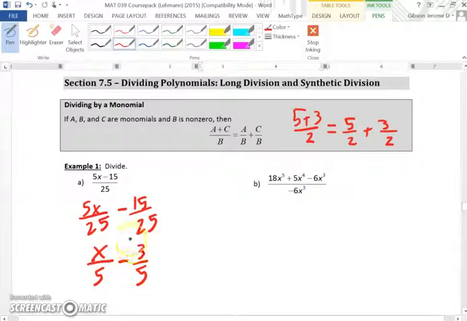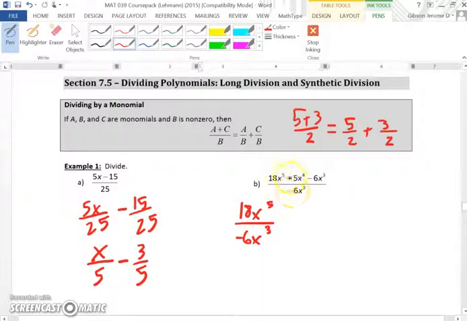Now, typically when you divide like this, you don't end up with the same denominator. This was an anomaly for these type of problems. But here, let's look at B. Now, B here, we're dividing again by a monomial. So we're going to separate this. This would be 18x to the 5th over negative 6x to the 3rd.